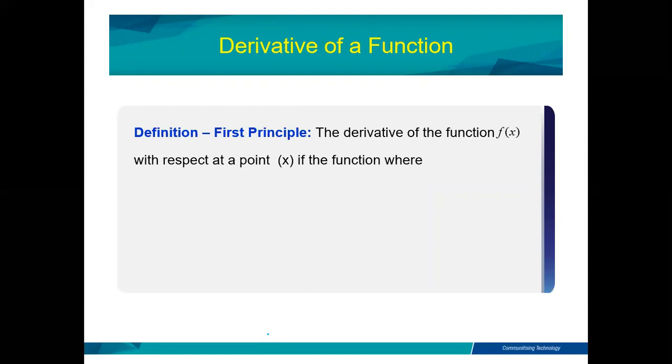Alright, so let's see the derivative of a function. Definition of the first principle. The derivative of a function with respect to a point x, if the function is given by this formula, f prime x is equal to the limit of f of x plus h minus f of x over h, when h approaches 0. What is h? h is just h, it remains h. This x plus h means that your x now is x plus h. If you have 2x, then x plus h means your 2x becomes 2 times x plus h. Understand?